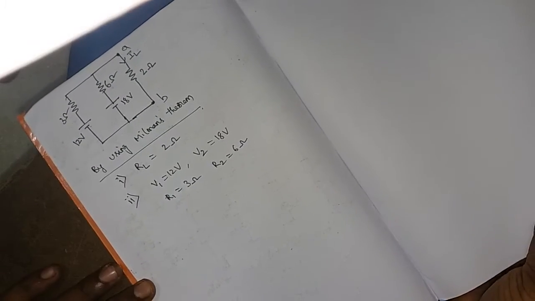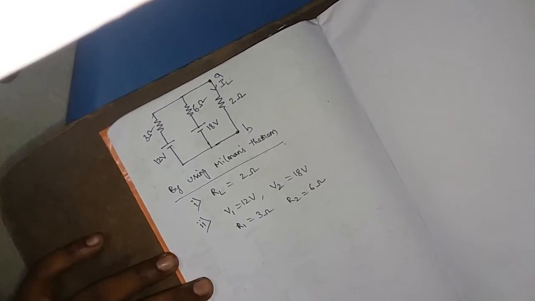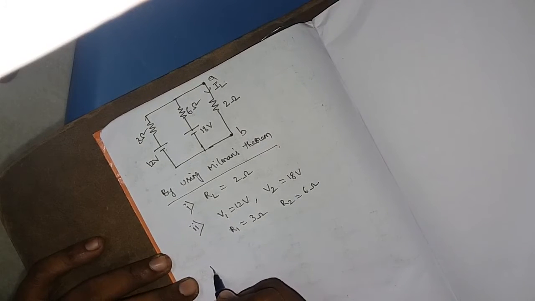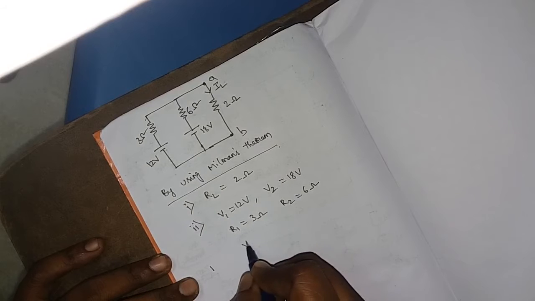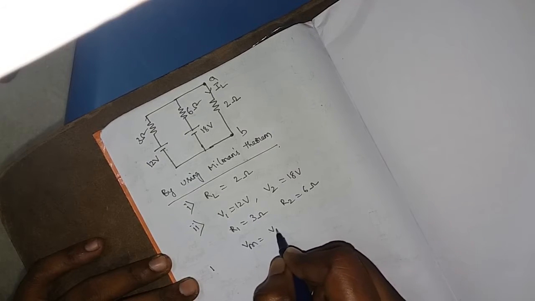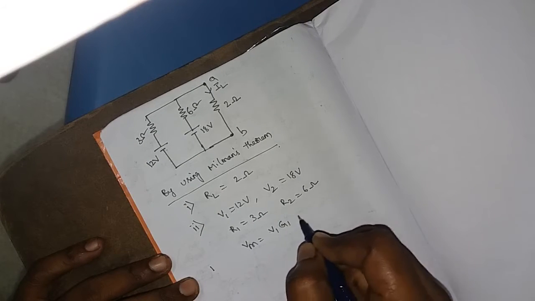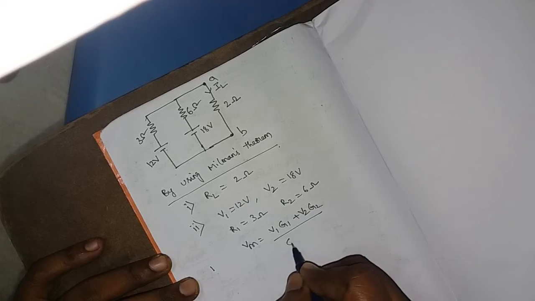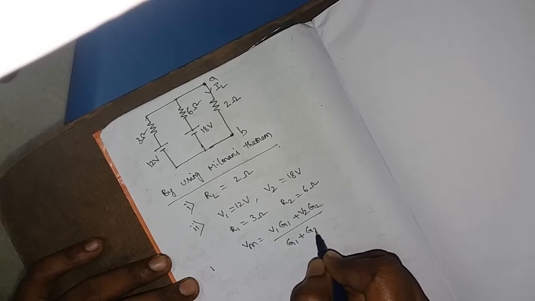V2 is 18 volts, R1 is 3 ohms, and R2 is 6 ohms. Then what is Vm? Second step itself: Vm is equal to (V1 G1 plus V2 G2) divided by (G1 plus G2).